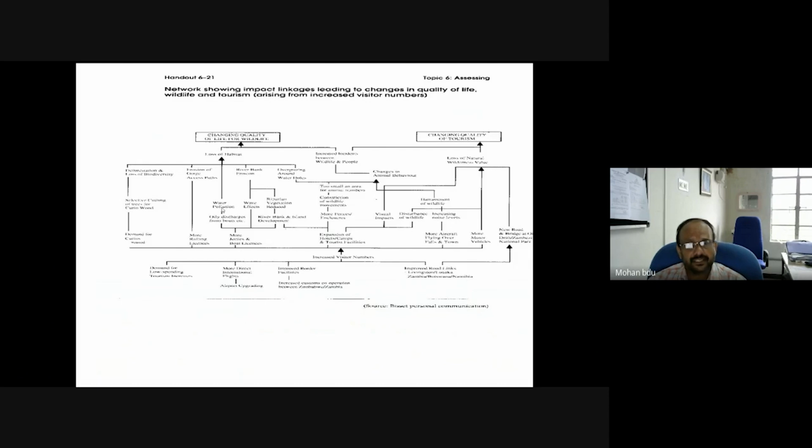But in the case of the network, you can see more information is generated in the network diagram, where, for example, you can see the water pollution, oily discharges from the boats, and then from the boat jetties. Like that, the secondary and tertiary impacts are also addressed in the network linkages. So this has much more of an upper edge on the matrix method.